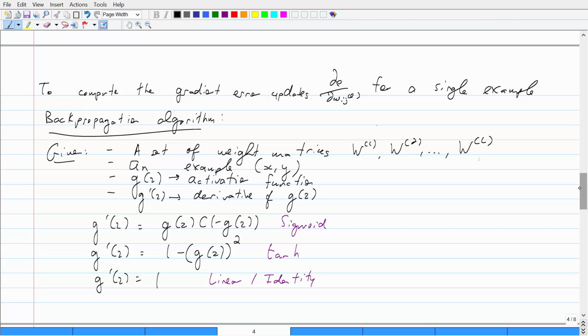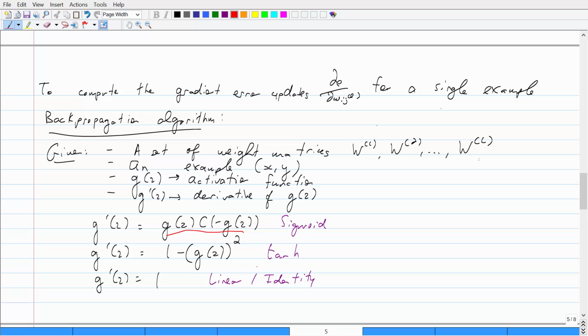Okay, so the backpropagation algorithm is as follows. You have a bunch of weight matrices that we talked about before, and an example X with an expected output Y, and then you also have the activation function and its derivative. A couple of classes ago, when you took the derivative of the sigmoid, we found it to be this: you take the function by itself and multiply by 1 minus itself. That's the derivative of the sigmoid.